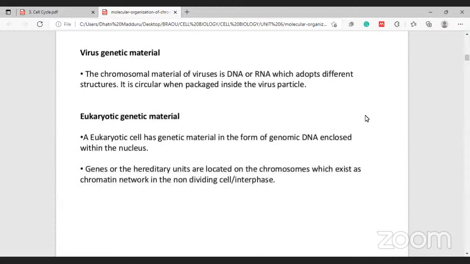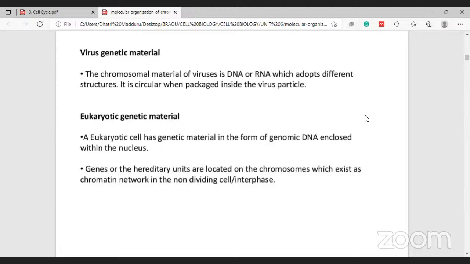Then viral genetic material can be DNA or RNA, which adopts different structures. Usually it is circular and packed inside a virus particle. Then eukaryotic genetic material we call genomic DNA. The information of all the genetic material present in all the cells is called the genome. This genomic DNA is enclosed in an organelle called the nucleus.